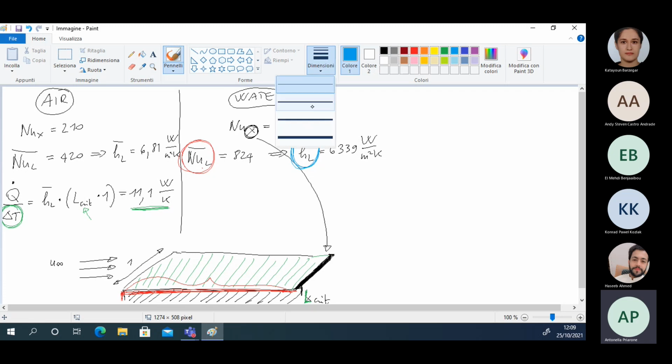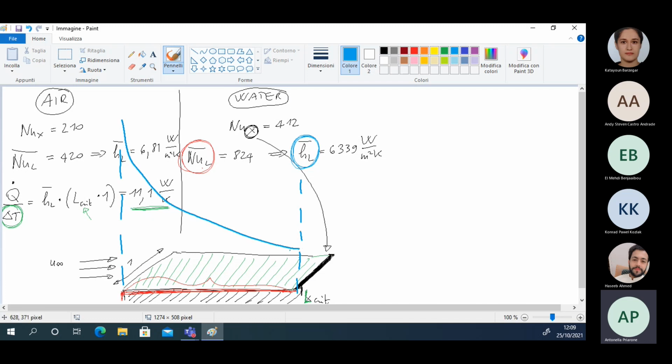Because if you remember the slides, this is the considered transition. This is the beginning of a plate. Ideally the shape of my H coefficient is this one, with a sharp increase in the transition zone. This is H with X. So H decreases with X in the laminar flow. So I want to estimate an average value due to the fact that H changes continuously with X along the plate.